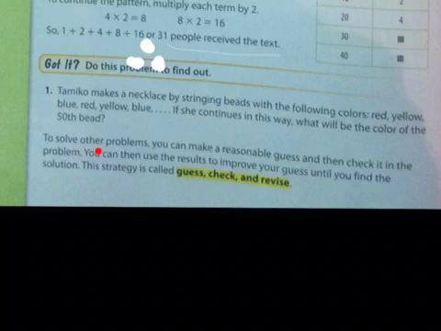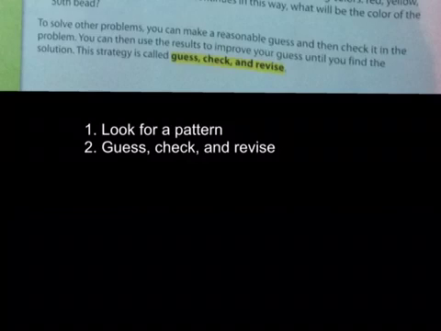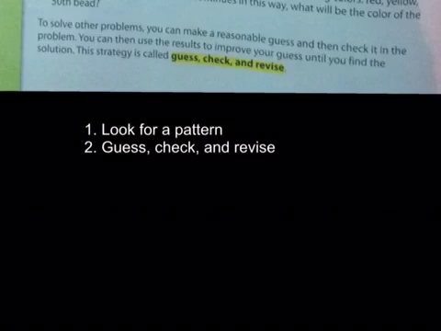To solve the problem, you can make a reasonable guess and then check it in the problem. You can then use the results to improve your guess until you find the solution. This strategy is called guess, check, and revise. So far we have looked at look for a pattern and guess, check, and revise.